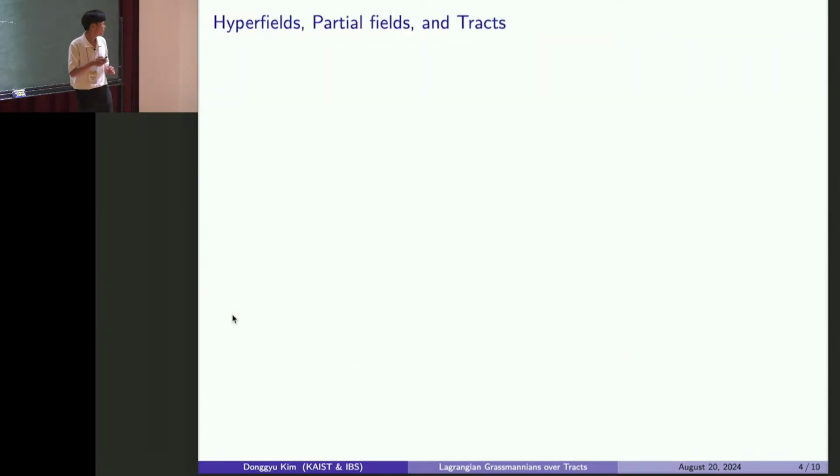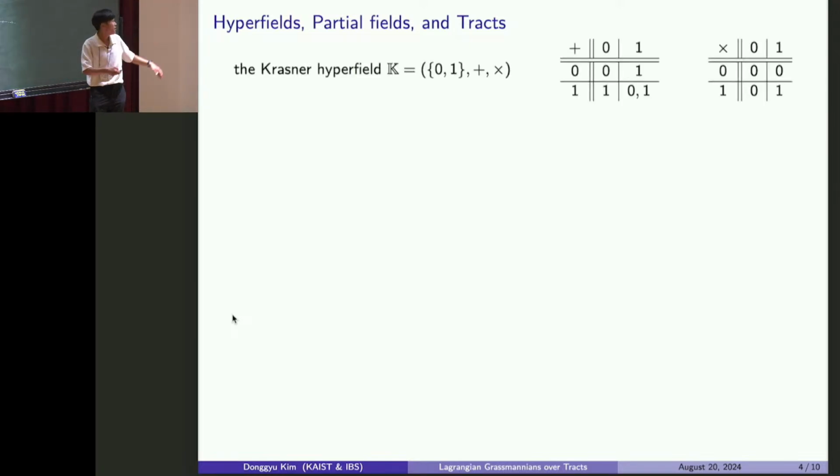Okay, so let's move on to the other one. Roughly, I already introduced what hyperfields, partial fields, and tracks are. A hyperfield is something like a field-like object such that addition may output more than one element. For example, this is the Krasner hyperfield, which is the terminal object of the tracks. The multiplication table is the same as before, but the addition table is a little different.